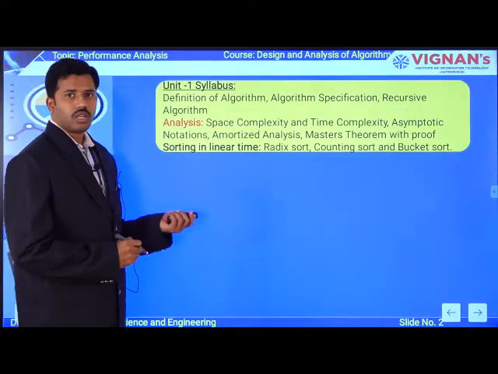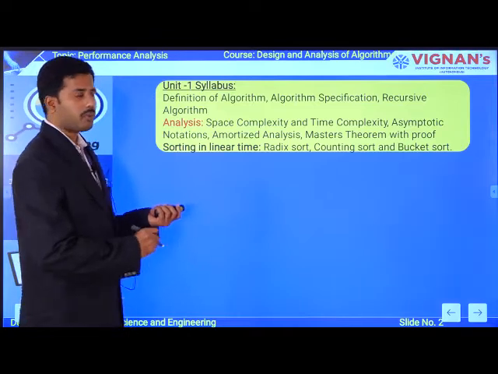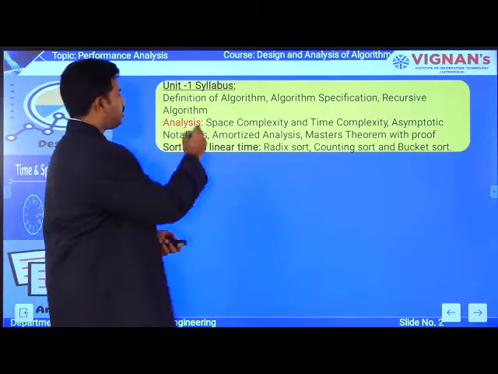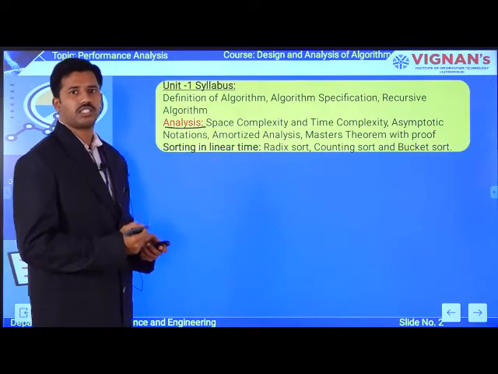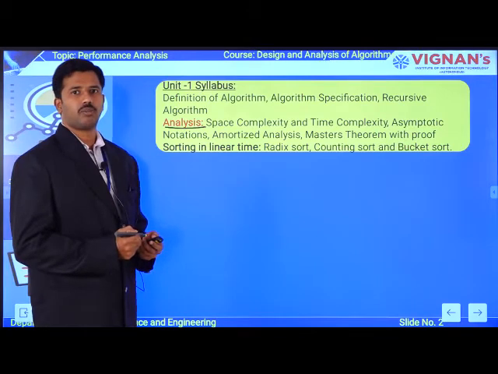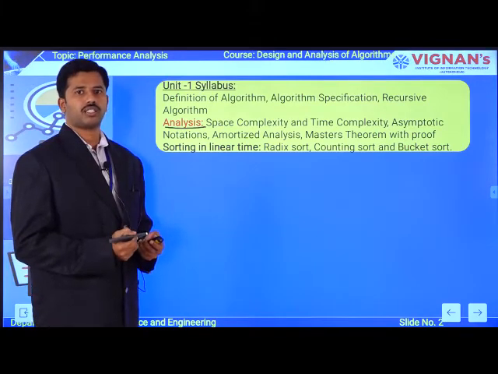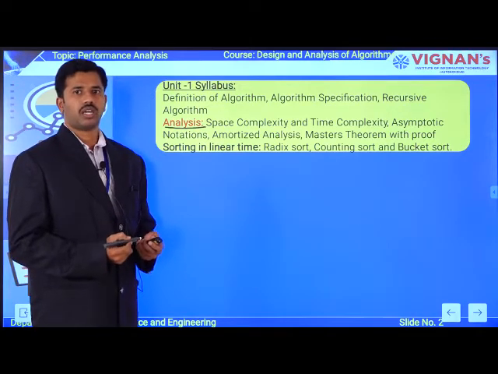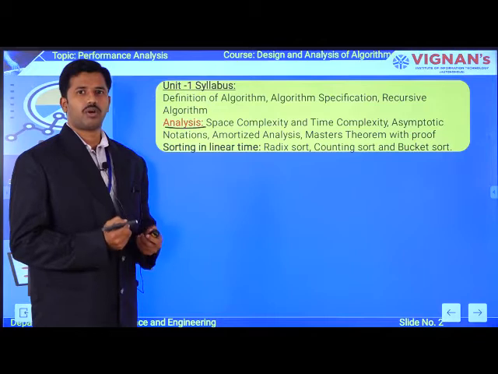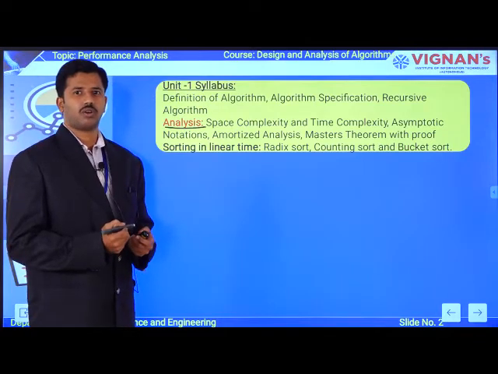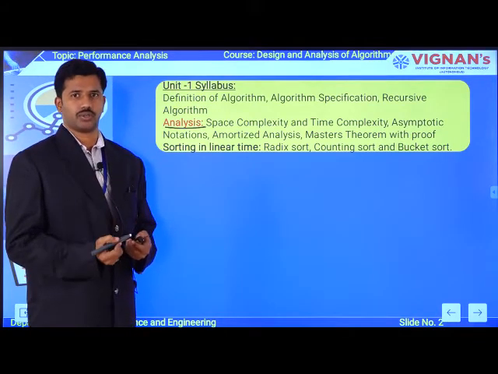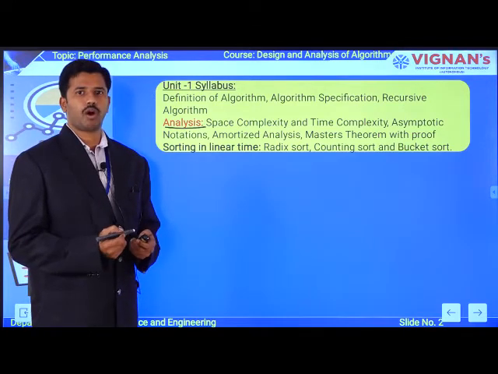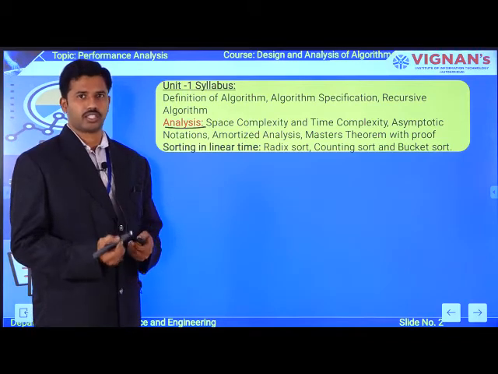So coming to the syllabus of unit number 1, today we are going to be discussing the analysis part, okay? As discussed in the previous lecture, you are going to measure the performance of an algorithm in two ways, time complexity as well as space complexity, okay? What is meant by time complexity? The amount of time your algorithm needs to complete its execution. Now what is meant by space complexity? The amount of memory your algorithm occupies in your system to complete its execution, okay?